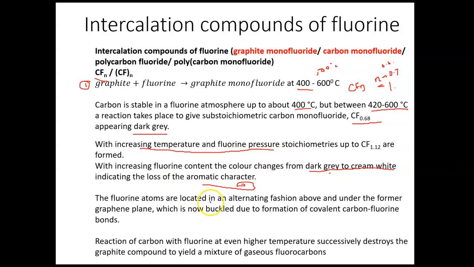The fluorine atoms are located in an alternating fashion above and below the former graphite plane. So if you have a graphite plane, the fluorine will be present above and below the plane, which is now buckled due to the formation of covalent carbon-fluorine bonds. As the fluorine amount is increased, these layers will be buckled and the aromatic character will be lost. Reaction of carbon with fluorine at even higher temperature successively destroys the graphite compound to yield a mixture of gaseous fluorocarbons.